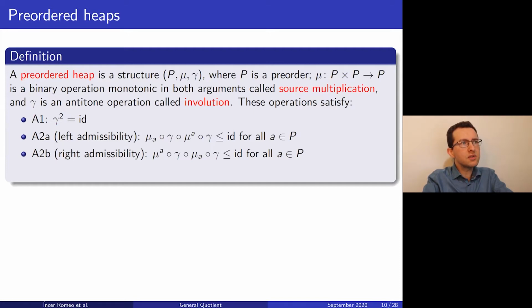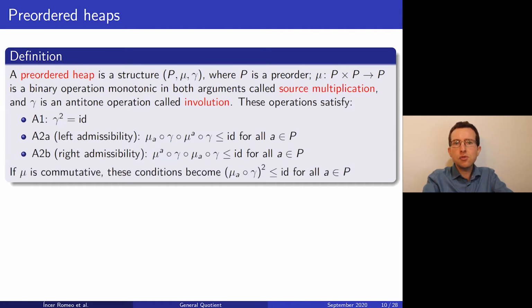We do not assume in this definition that mu is commutative. We do not even assume that it is associative. But in many theories, mu happens to be a commutative operation. When mu is commutative, the two admissibility conditions reduce to mu sub A composed with gamma squared is less than or equal to the identity.